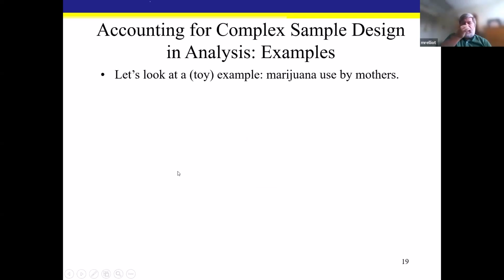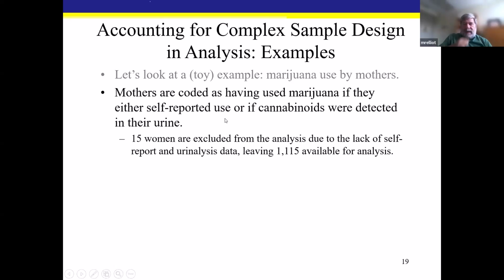Okay, so I'm just going to look at a little example. It's maybe kind of a toy example. Marijuana use by mothers. I don't know if you want to give a shout out to Bon, but this is the data that she's pulled together. Basically, mothers are coded as using marijuana if they either self-reported use or cannabinoids were detected in their urine. We dropped about 1,500 women from the analysis. I should say 1,500 births, not women, are excluded from the analysis due to missing self-reporting or urinalysis data. That leaves 1,150 available for analysis.